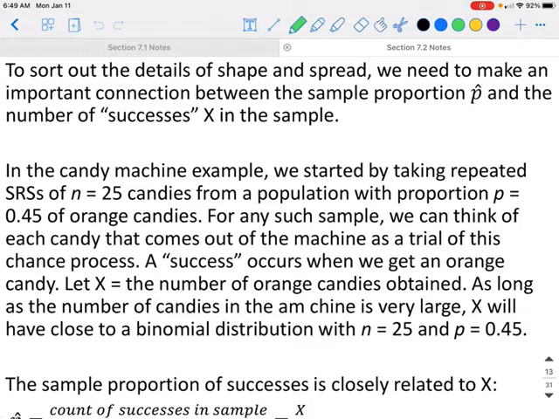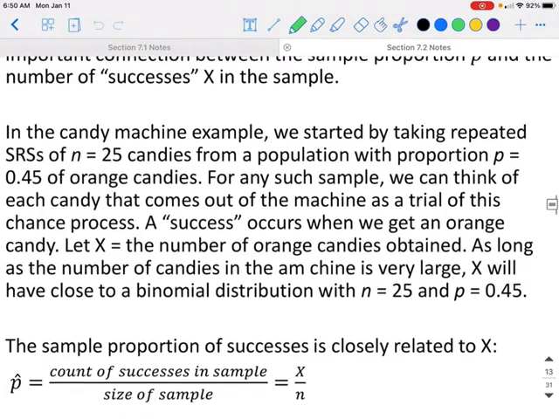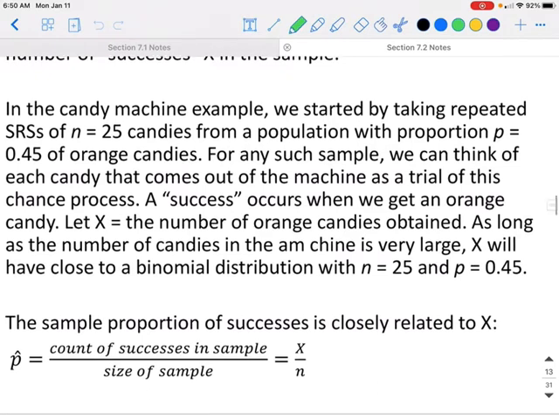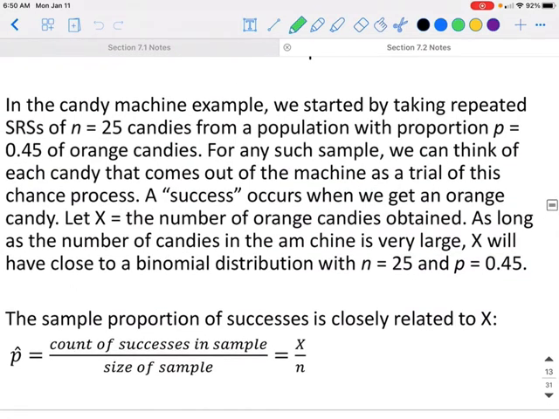In the candy machine example, we started by taking repeated simple random samples of size 25 candies from a population with a proportion of 45% of orange candies. For any such sample, we can think of each candy that comes out of the machine as a trial of this chance process. A success occurs when we get an orange candy. Let x equal the number of orange candies obtained. As long as the number of candies in the machine is very large, x will be very close to a binomial distribution with our sample size of 25 and our proportion at 0.45.